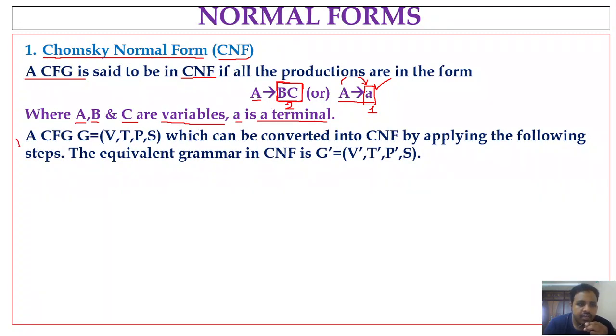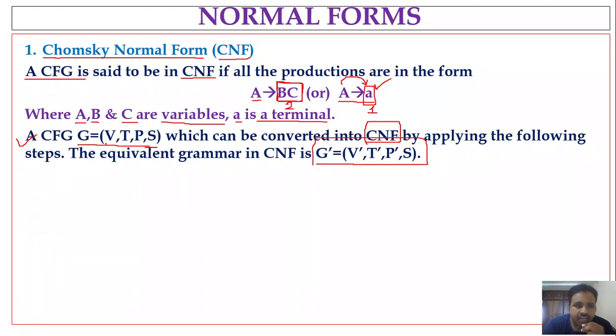Now a context-free grammar G is equal to V, T, P, S. We already know that a grammar can be expressed mathematically by using four tuples. So G is equal to V, T, P, S is a context-free grammar. If it is converted into CNF, Chomsky normal form, by applying the rules, and we have certain rules for converting the CFG into CNF, the resultant grammar will be considered as G dash is equal to V dash, T dash, P dash, S.